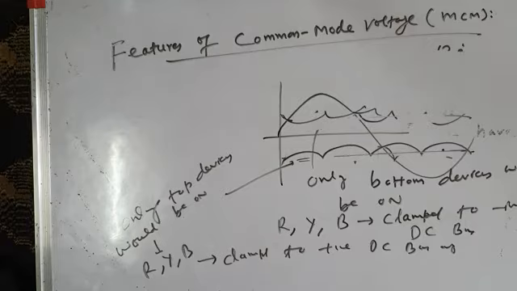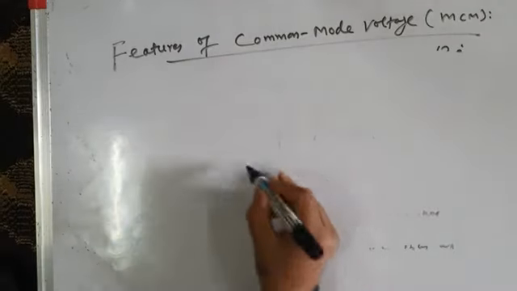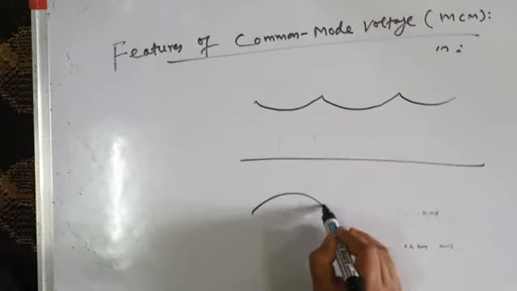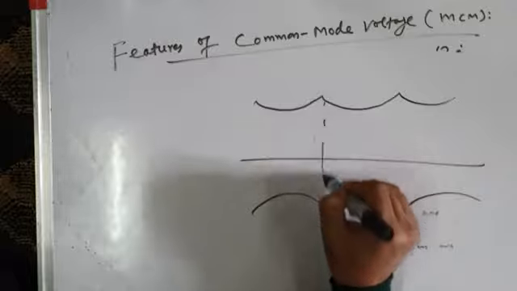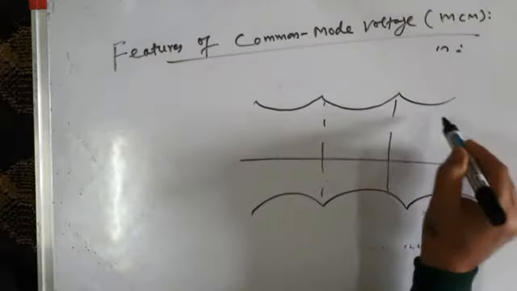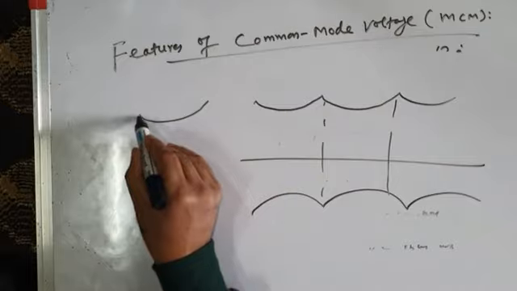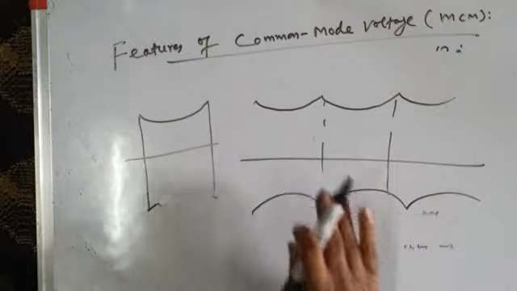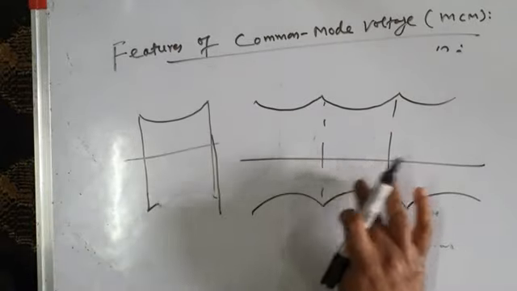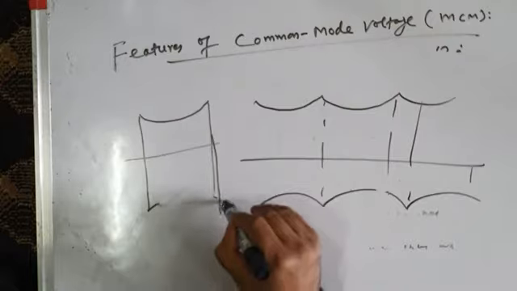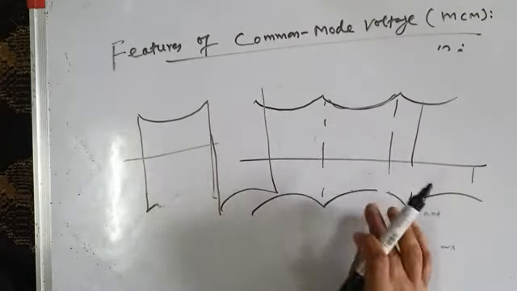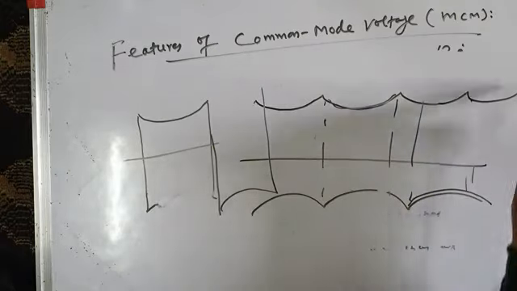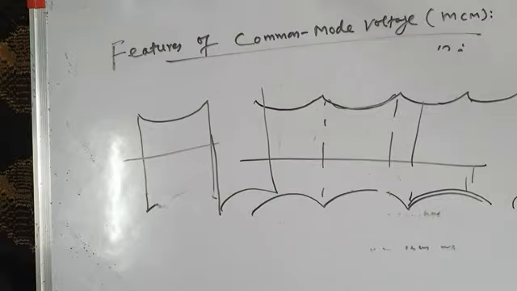In order that equal loading of the devices is there, our common mode signal should be neither of this type nor of this type, but it should be something like this. I mean, it should have a positive half and it should have a negative half also, like this. Should be something like ऐसे और ऐसे और ऐसे. Positive half इसका और negative half इसका, and then positive half, और अगले वाले का negative half. That is what we are doing.